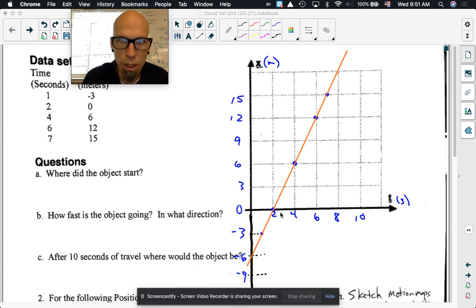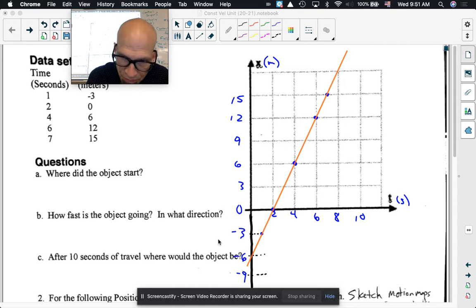you could make your grid whatever size you wanted to. Of course, I went by threes on my interval for the position axis in meters. And I went by twos on the time axis because I only had 6 boxes and I needed to get out to 7 seconds. So, going by ones wasn't going to work. So this is what my graph looks like.